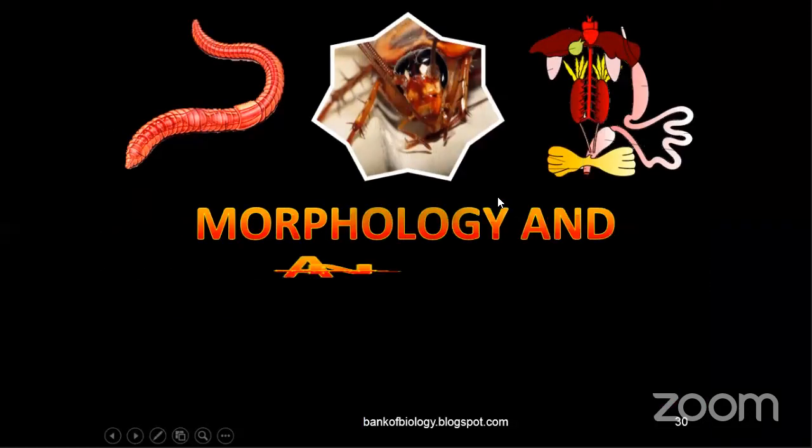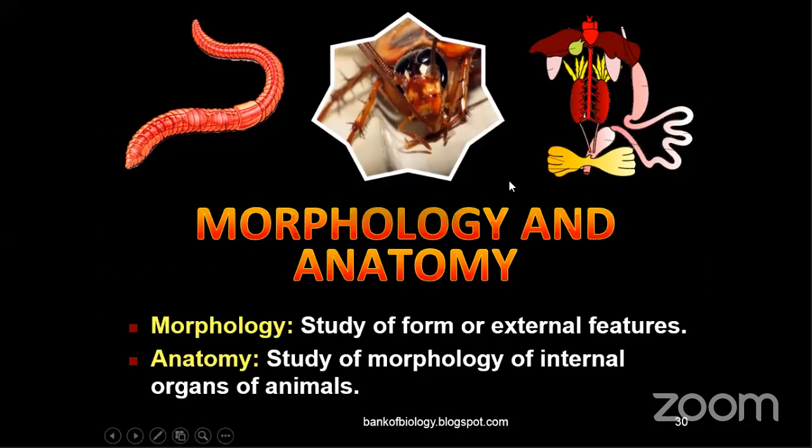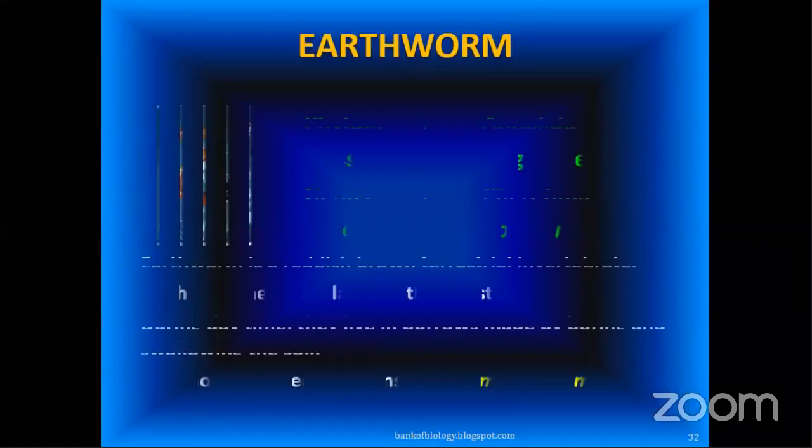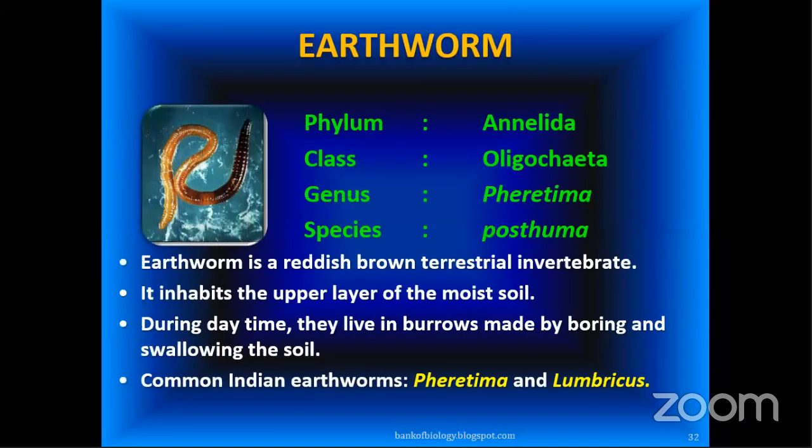So now, morphology and anatomy. Morphology is the study of external features. Anatomy is the study of internal organs of animals. So, earthworm. It belongs to the phylum Annelida, class Oligochaeta, genus Pheretima, species posthuma. Usually the biological name of earthworm is asked, so please do answer it.